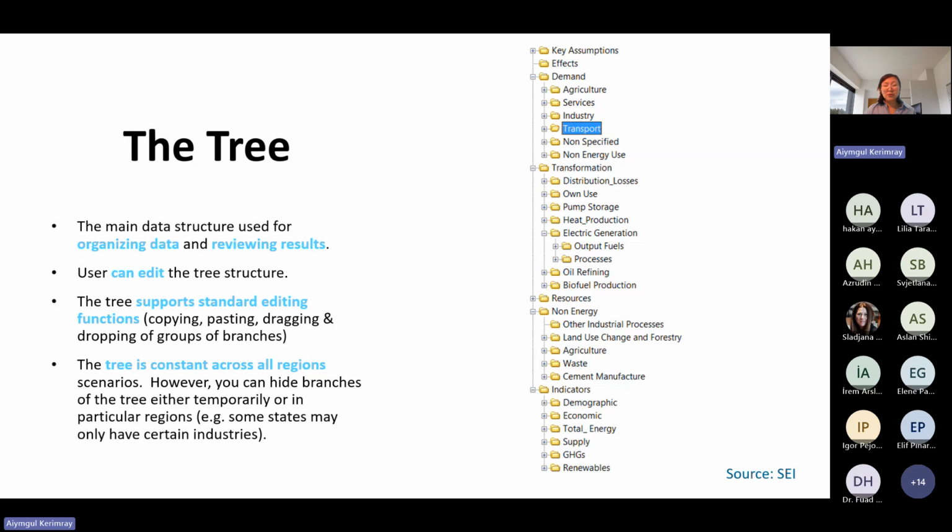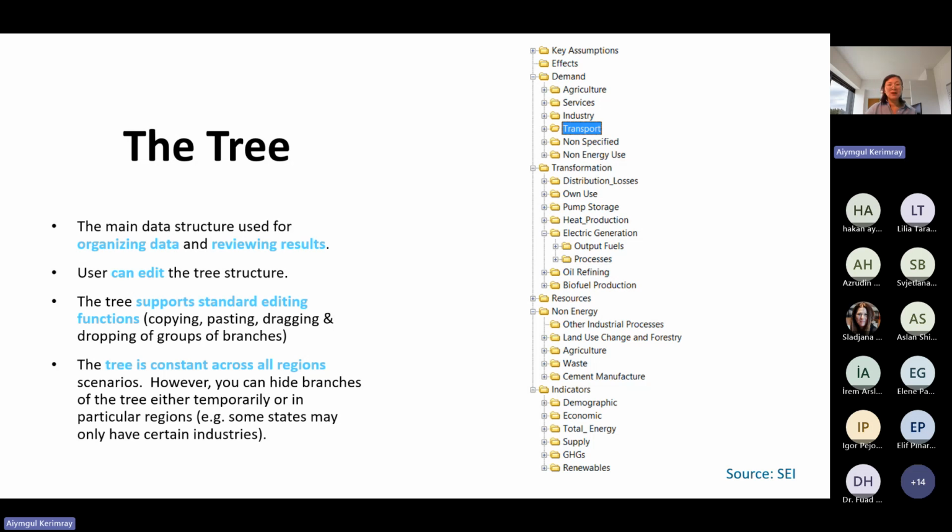And in terms of the structure of the tool, you can see that it starts with the demand. Demand is further split into the demand sectors like agriculture, services, industry, transport. Then it follows with the transformation. Transformation processes are all the energy sectors that transform one type of energy to another.